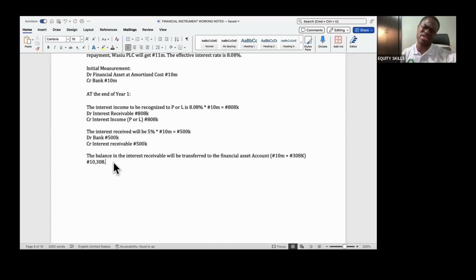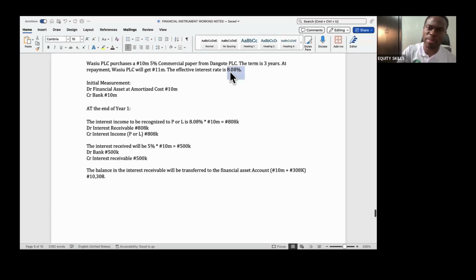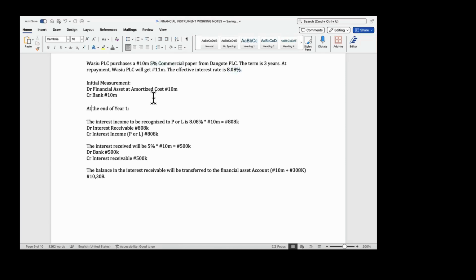I think my explanation should have already taken care of that. I already told you that it's the two. I've explained that very well. I already told you that this 8.08% encompasses everything, both the 5% and the premium. It has included the two, so that you will not recognize it separately. You are recognizing one income. So you now want to recognize separately again? No, don't do that.